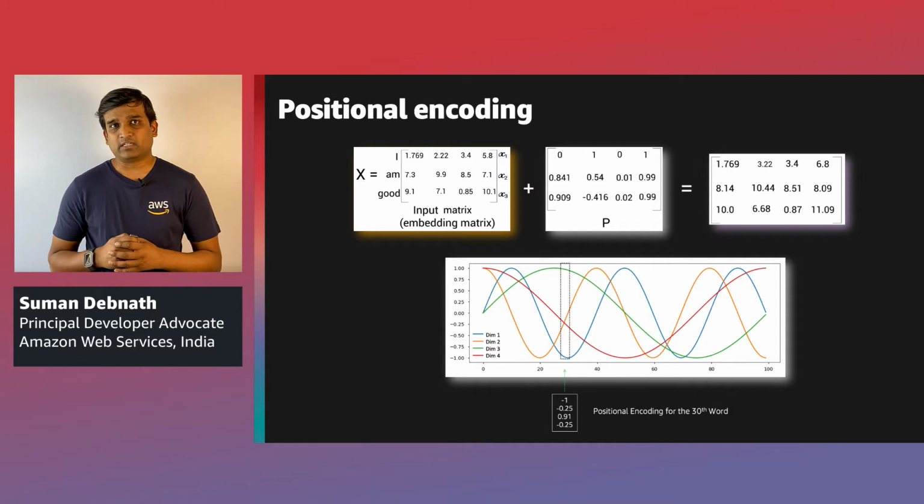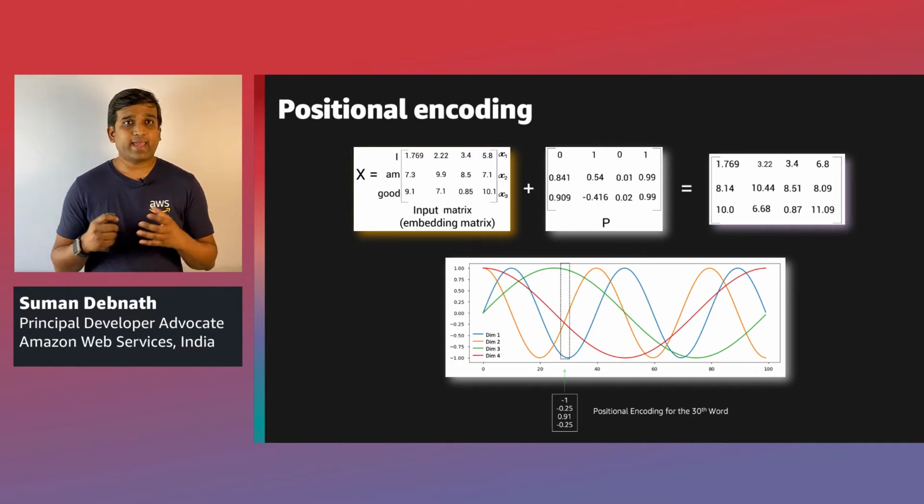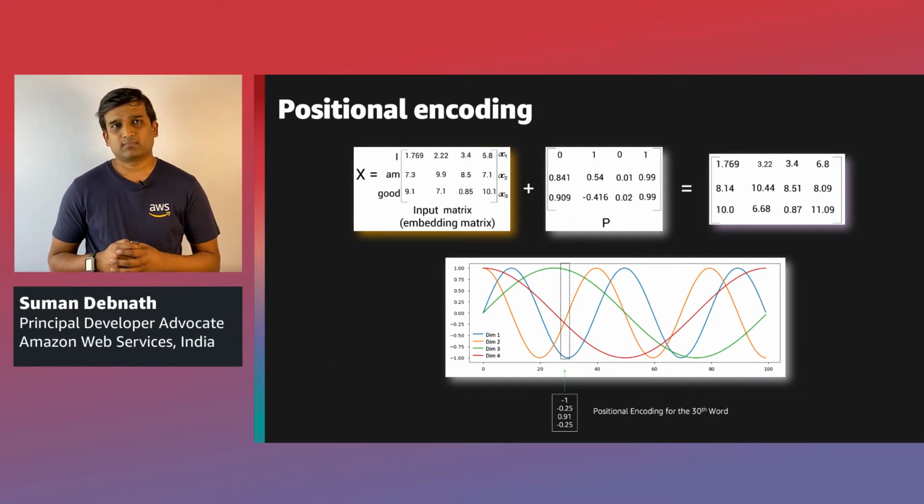The author of the transformer used the sinusoidal function for computing the positional encoding. For example, assume that we have only 4 dimensions. So we generate 2 sine and 2 cosine functions of different frequencies. As you can see here in the example, the positional embedding of the 30th word is -1, -0.25, 0.91 and -0.25, which are nothing but the amplitude of those 4 functions.